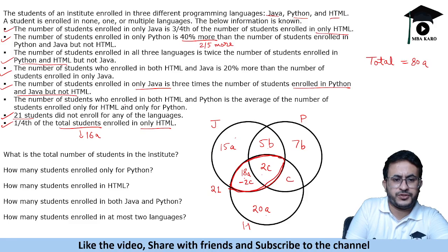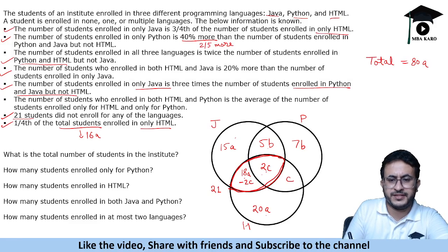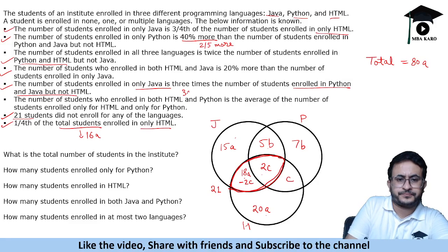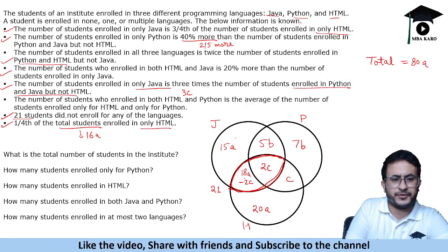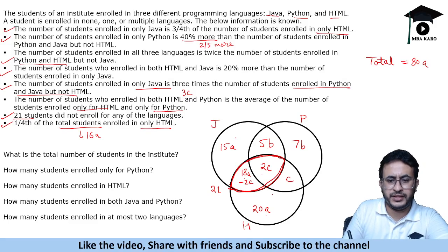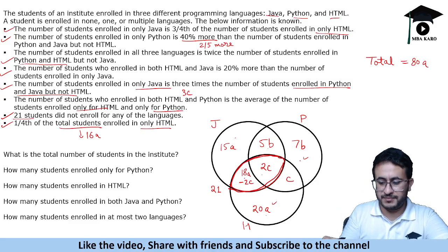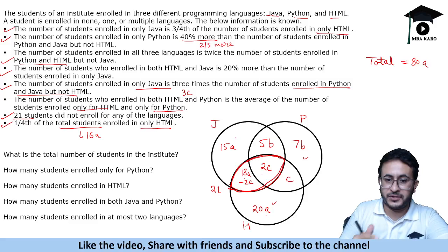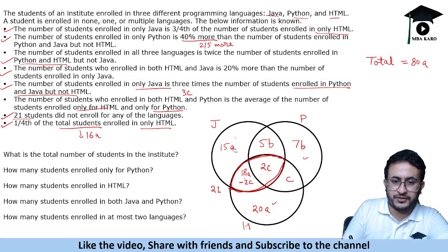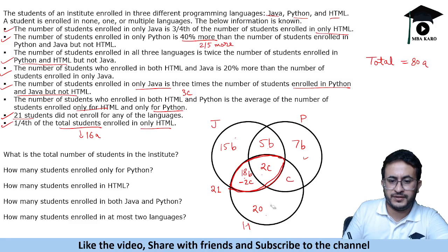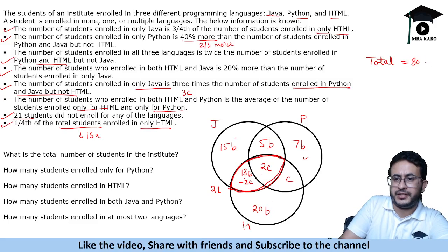The number of students who enrolled in both HTML and Python, that means 3C, is the average of the number of students enrolled only for HTML and only for Python. Only HTML, only Python. So that is the average of these numbers. Okay. Now, sorry, this is 5B, not A. We converted A to B. So this is 5B, 20B, and this will be 80B.